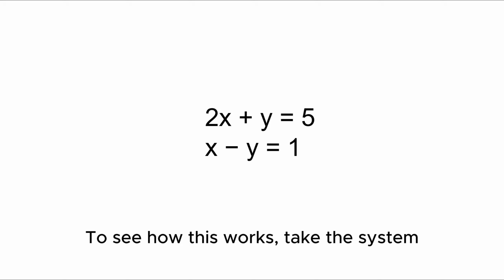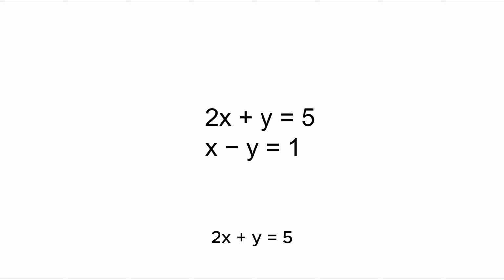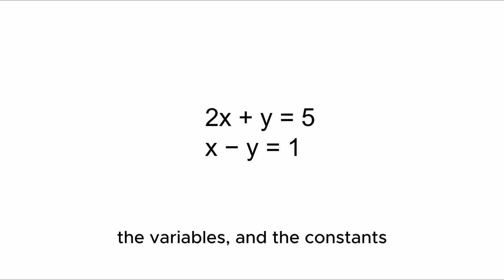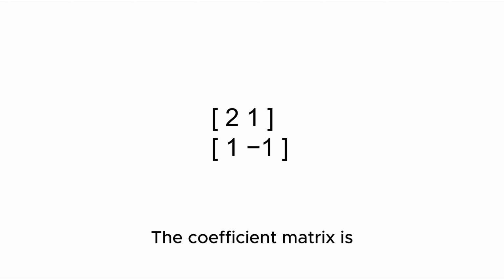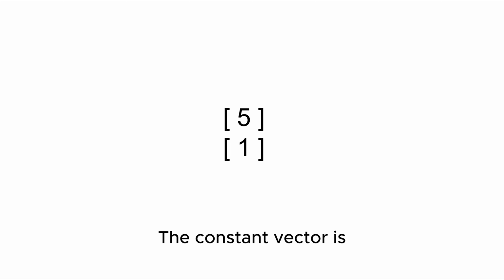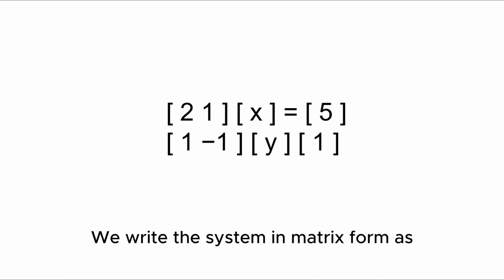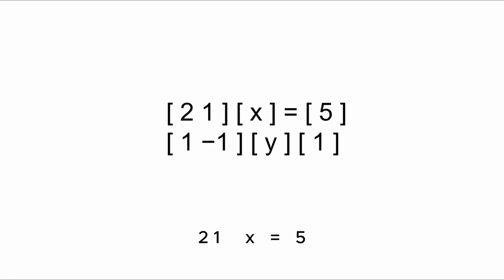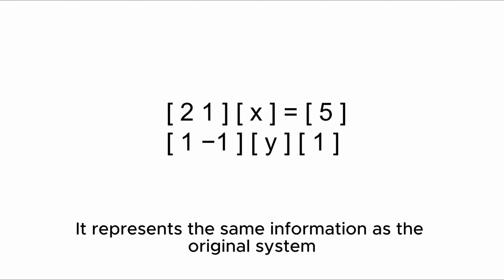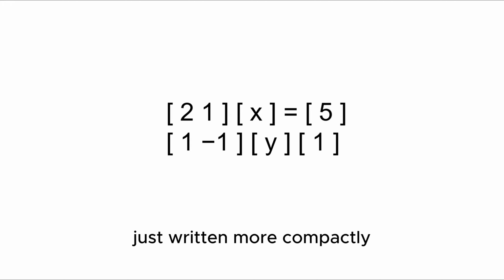To see how this works, take the system 2x plus y equals 5, x minus y equals 1. We separate the coefficients of x and y, the variables, and the constants. The coefficient matrix is [2, 1; 1, -1]. The variable vector is (x, y). The constant vector is (5, 1). We write the system in matrix form as [2, 1; 1, -1] times (x, y) equals (5, 1). This is called a matrix equation. It represents the same information as the original system, just written more compactly.